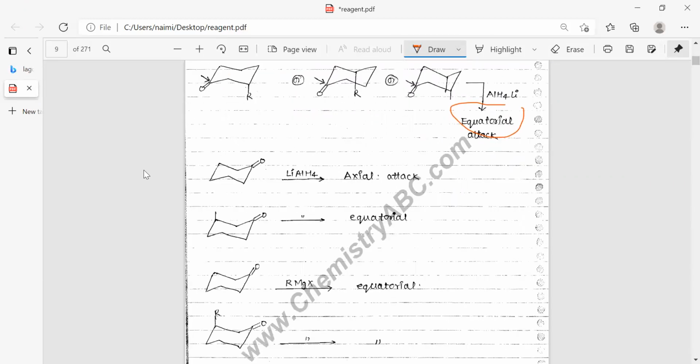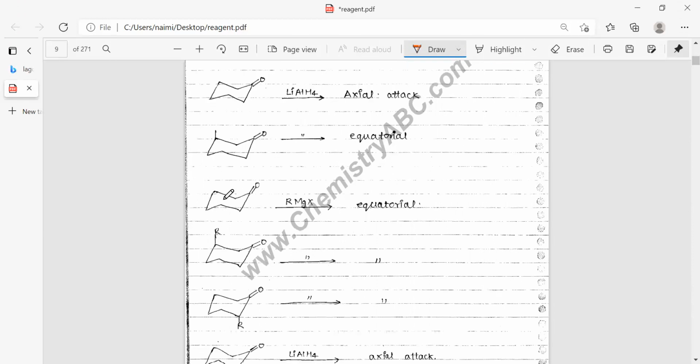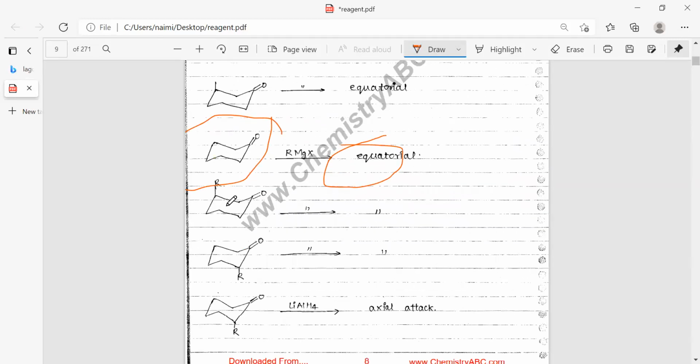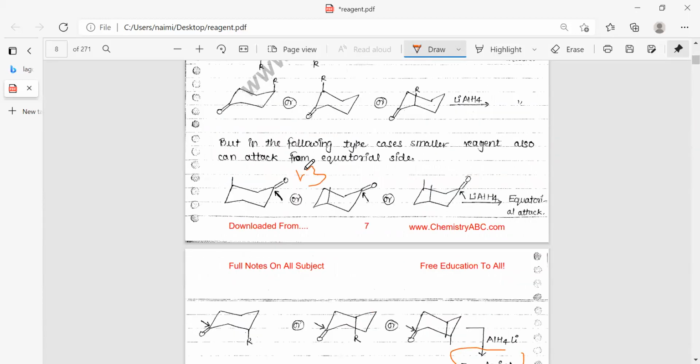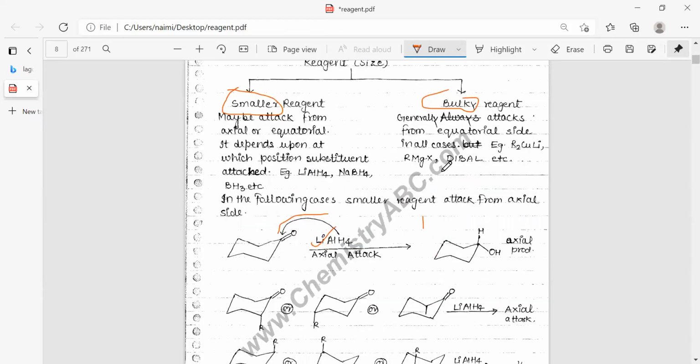This one is the substituted, so it will go by axial attack. This is 1, 3, this is equatorial. This will go to the equatorial when RMgX attacks. So 1, 3 goes to equatorial. This is the bulky group. RMgX, you can see here, this is the RMgX.